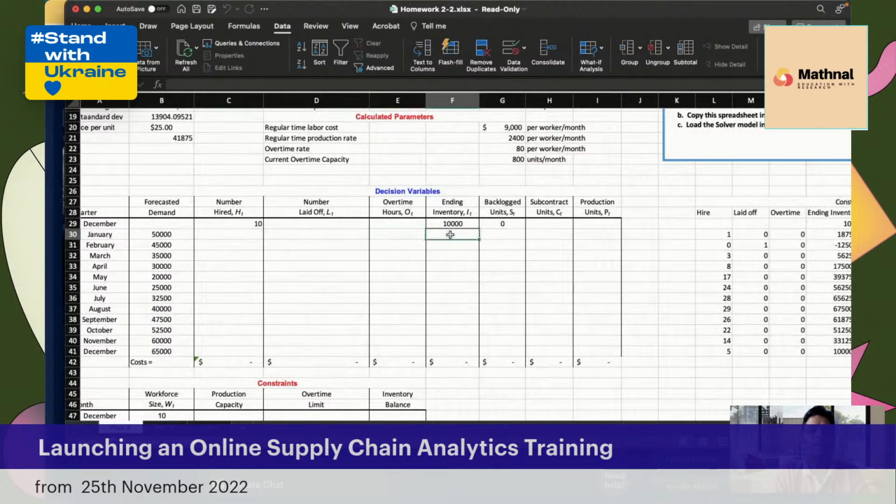What is the ending inventory per month? What is the backlog per month? What is subcontracting per month? What is the production volume per month?